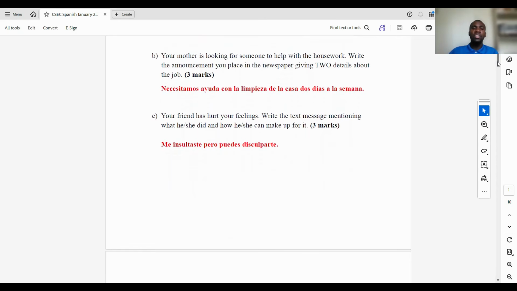C, your friend has hurt your feelings. Write the text message mentioning what he or she did and how he or she can make up for it. Once again, 2 pieces of information. The first piece of information is what he or she did. So, of course, you have to use the past tense. Me insultaste. You insulted me. And how he or she can make up for it. Pero puedes disculparte. So, you insulted me, but you can apologize. So, the apology is the way in which he or she can make up for the wrongdoing.